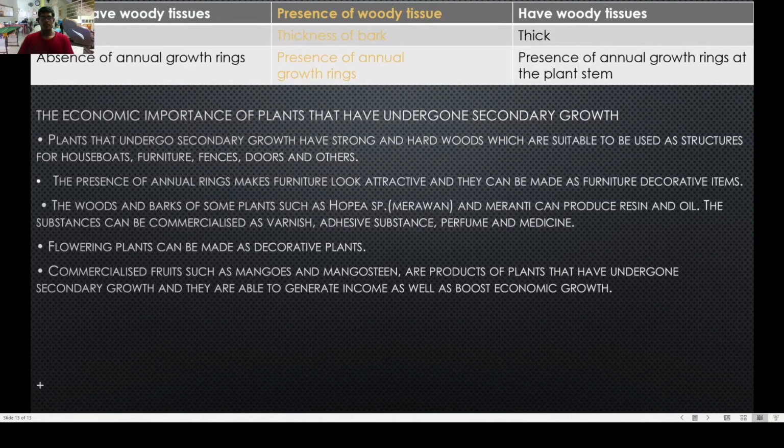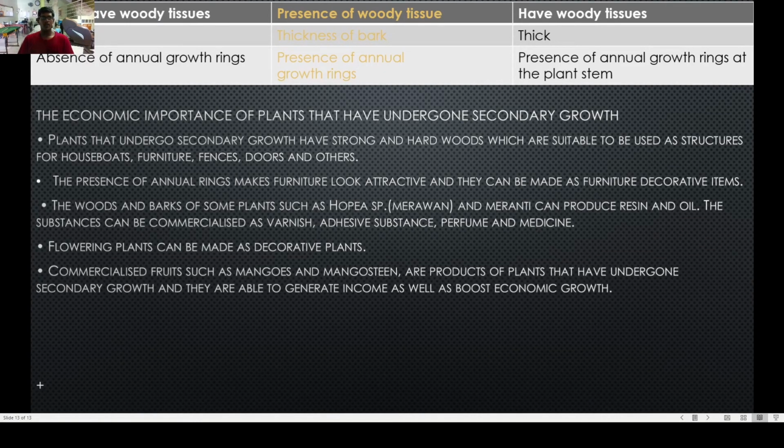Continuing, the presence of woody tissues. Do not have woody tissues for primary growth and have woody tissues for secondary growth. The thickness of bark: thin for primary growth, thick for secondary growth. Presence of annual growth rings: absence of annual growth rings in primary growth, presence of annual growth rings at the plant stems for secondary growth.